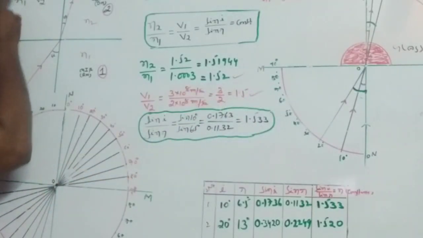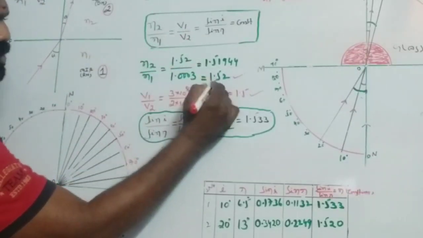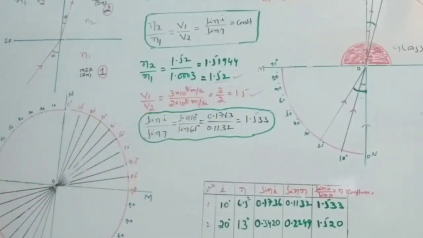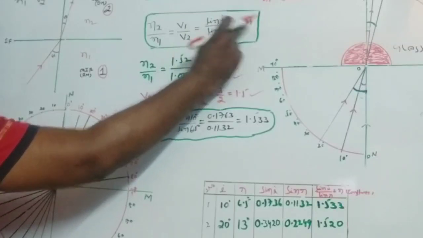So N2 by N1 equals V1 by V2. Here N2 by N1, how much do we get? 1.52. And V1 by V2 is 1.5. Right? That equals sin I by sin R, which equals a constant.